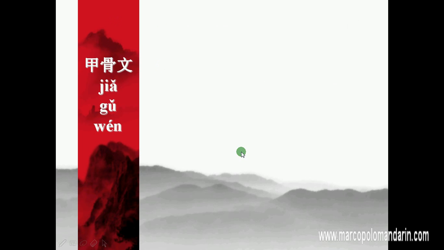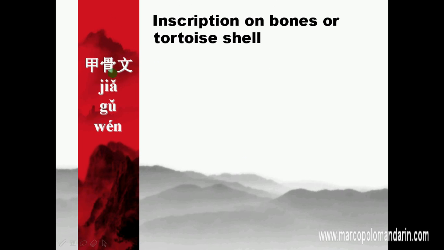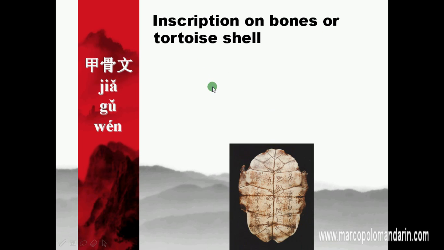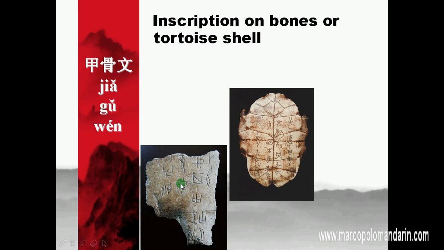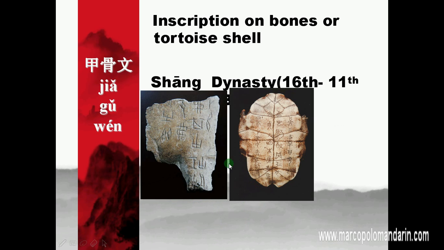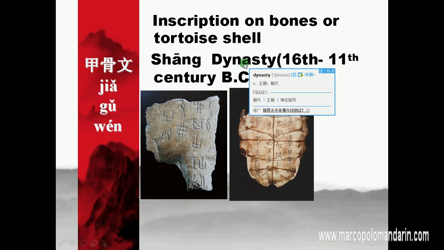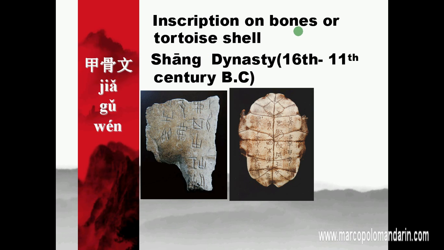Let's see the first generation of the Chinese characters, which is called Jiaguwen. It means the inscription on bones and tortoise shell. Let's see the pictures of these characters. These characters were used in the Shang dynasty, which was the second dynasty in Chinese history. It was between the 16th to 11th century BC. These characters were the record of divination, so it was about fortune telling.